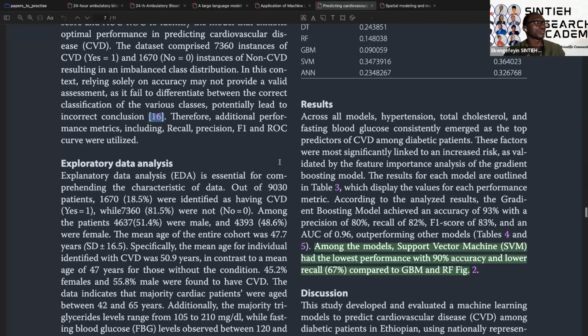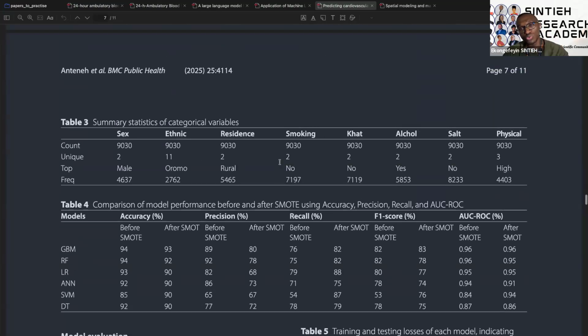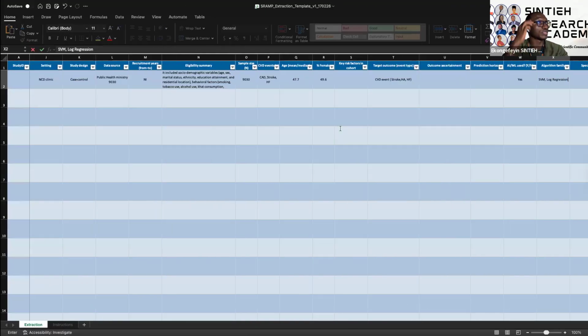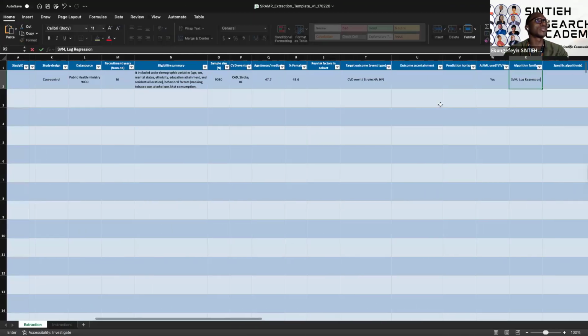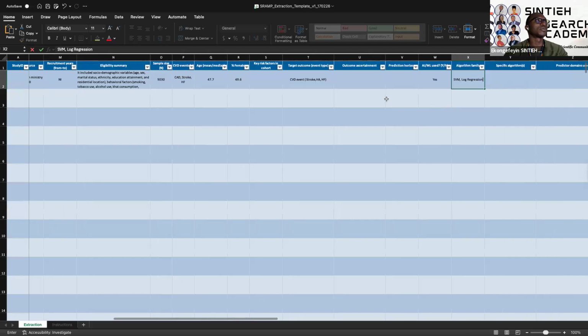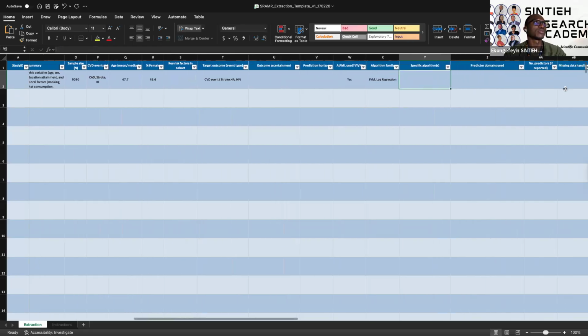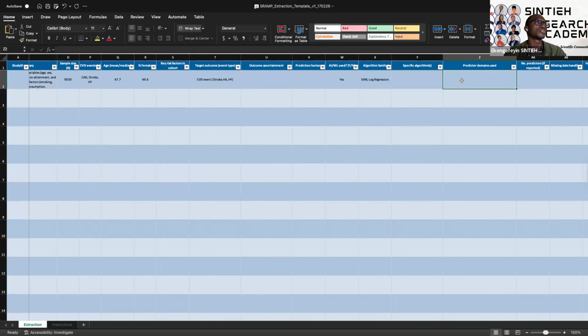The rest is just discussion because they are trying to propose machine learning tools that can be used to predict cardiovascular risks. So now that I've read that, same thing here, I can just copy and paste that. And then predictor domains used. Predictor domains simply still means those risk factors.